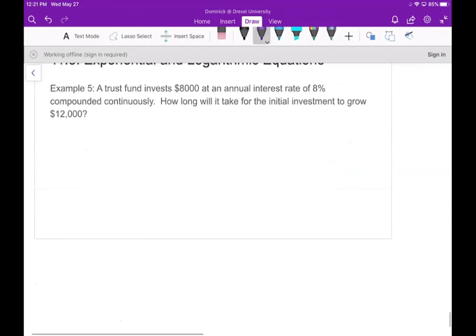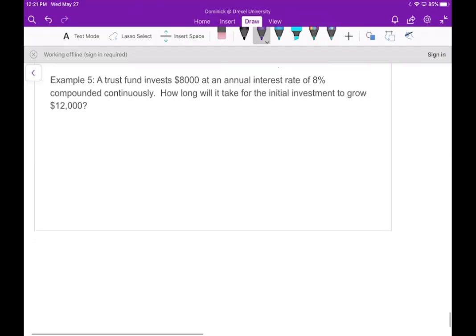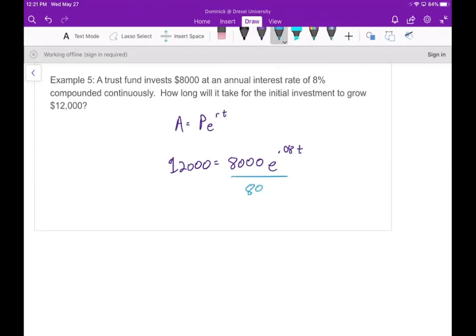Okay. Last but not least, we have that a trust fund invests $8,000 at an annual interest rate of 8% compounded continuously. We want to know how long will it take for the investment to grow to $12,000. So again, compounding continuously is A equals P times e to the rt. And here we have that A is 12,000, P is 8,000, and then we have e to the 0.08 times t. So we want to solve for t, so let's divide both sides by 8,000. So we get 3 over 2 is equal to e to the 0.08 times t.